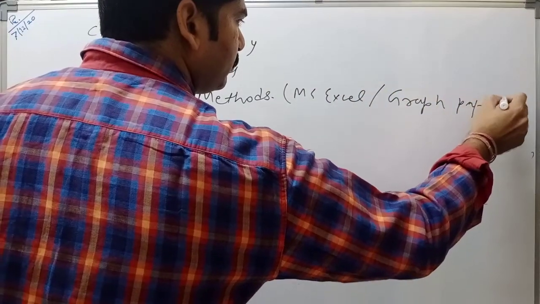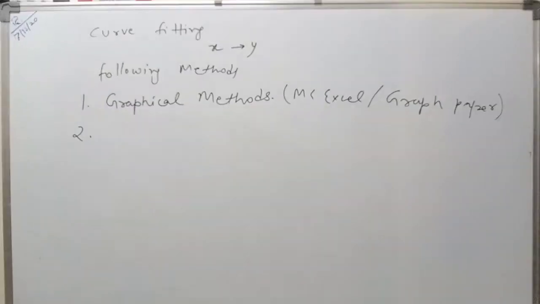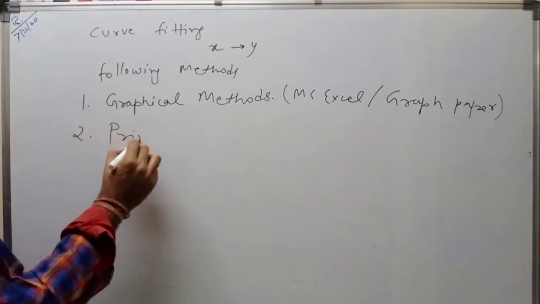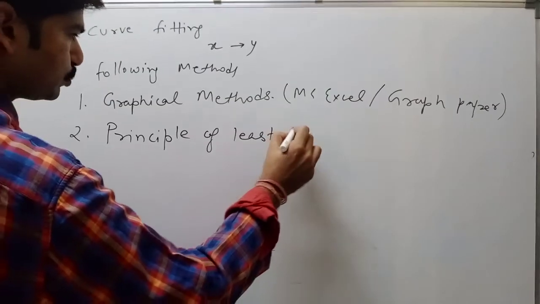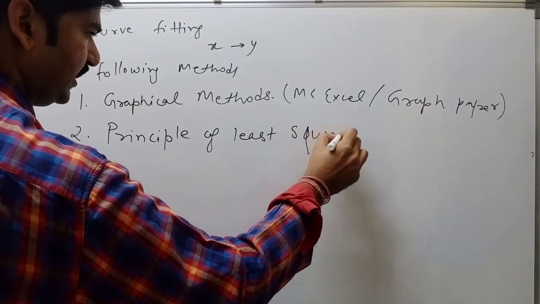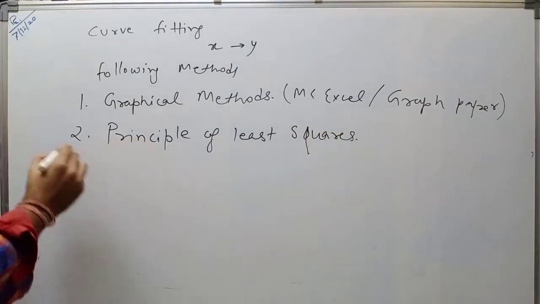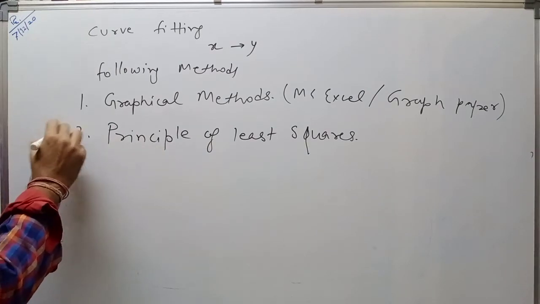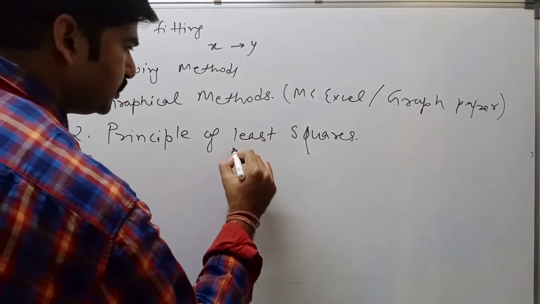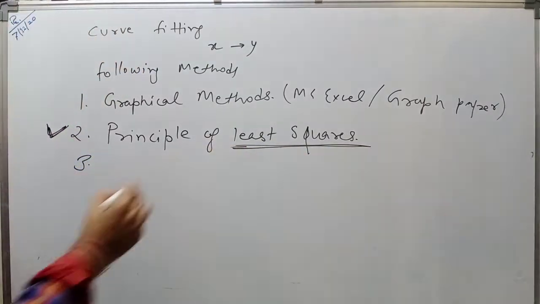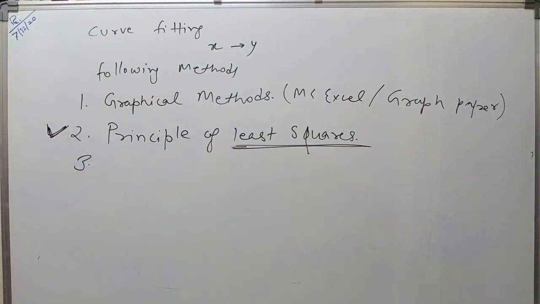Sometimes we are using and trying to establish some equation. So that is the graphical method. The second method is the principle of least squares. That is also used, and we will discuss it in detail. You have to refer to my notes also in detail to understand this principle of least squares, what the concept is that we will discuss over here.